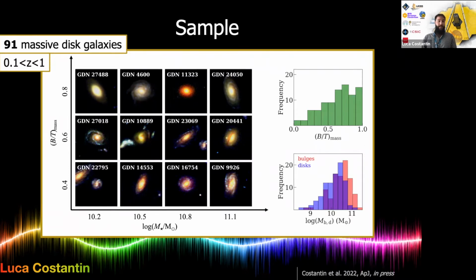In this plot, you can appreciate how the morphology of some of these galaxies changes as a function of the galaxy's mass and as a function of the bulge-to-total mass ratio. Moreover, you can also see the different distributions of bulge-to-total ratios and masses of our bulges and disks, to better understand the composition of our sample.